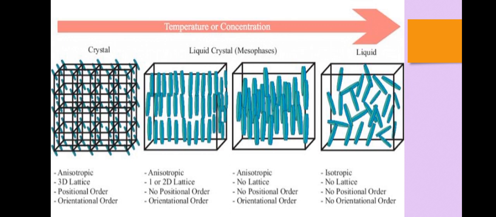In the first figure, the crystal is anisotropic in nature, with a 3D lattice, and positional and orientational order are present. In the second figure, it is anisotropic in nature, one-dimensional or two-dimensional, with no positional order but it has orientational order. In the third figure, there is no lattice, anisotropic in nature, no positional order but orientational order is there. And in the fourth figure, that is a liquid, liquids come under the category of isotropic, that means uniform properties in all directions, therefore no lattice, no positional and orientational order. The main characteristics of a liquid crystal are positional order, orientational order and bond orientational order. These three points are the main characteristics of a liquid crystal.